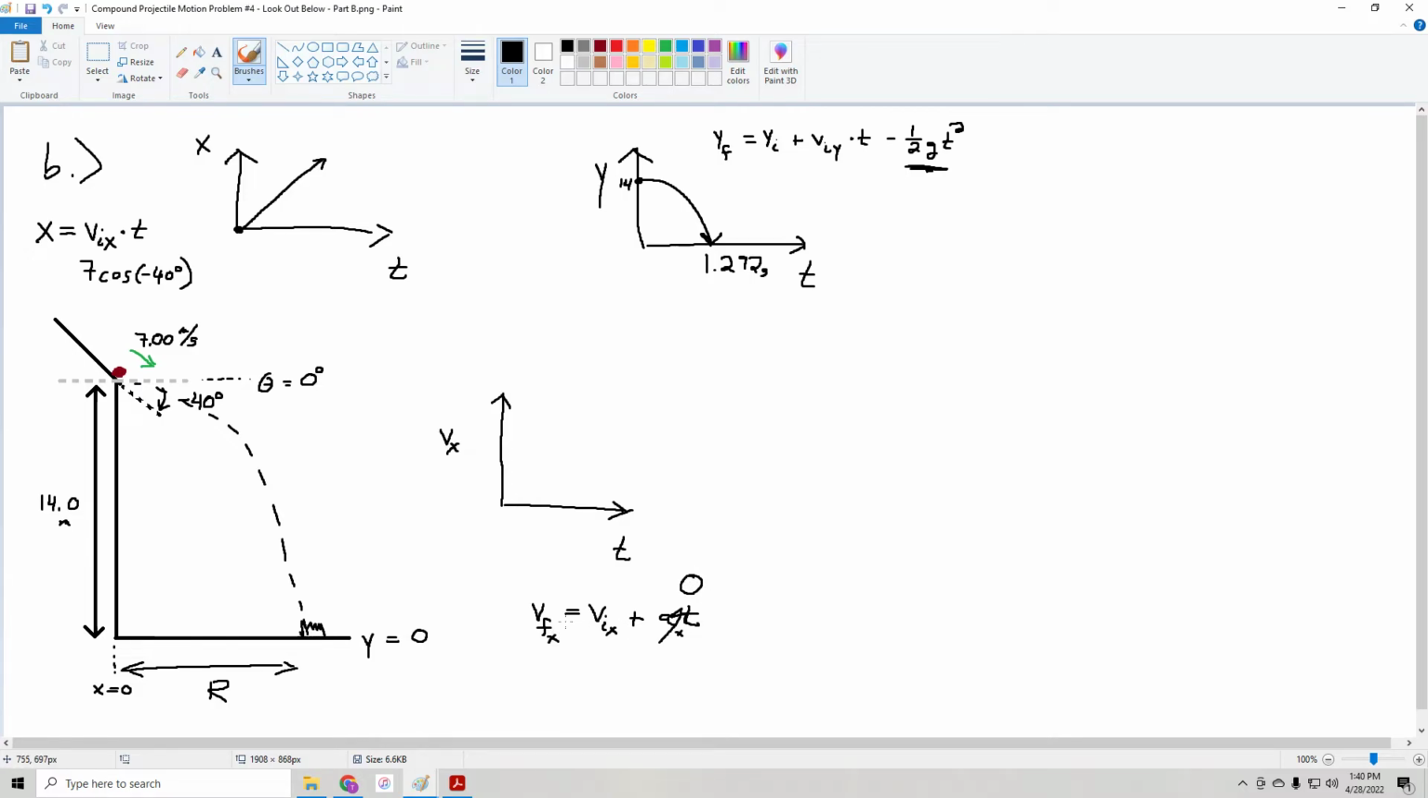So that means that at all times, the initial velocity is equal to the final one when it comes to the x direction. So it's always going to be 7.00 cosine of negative 40 degrees, which is a positive number. We don't really care about what the value even is because we just want the shape of the graph. And for all times, if a value remains the same, the shape of the graph will look like this. Okay? So that's for the x component of the velocity.